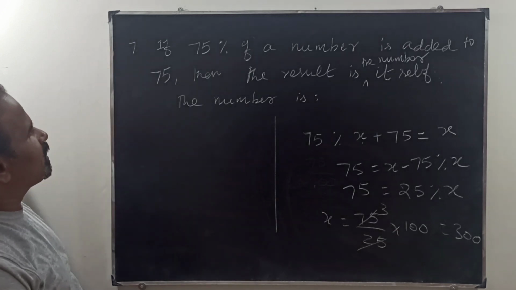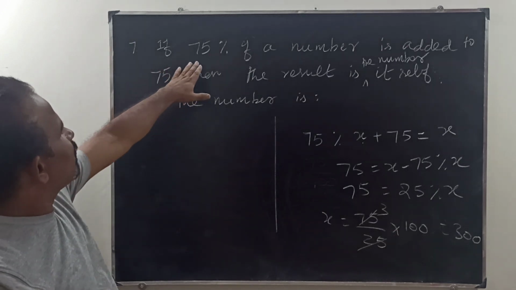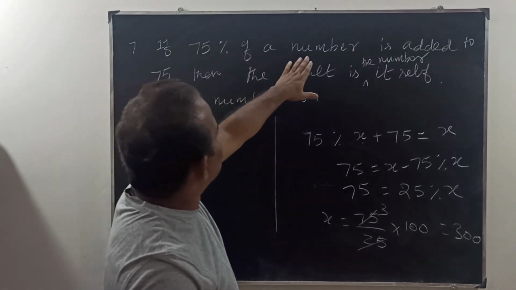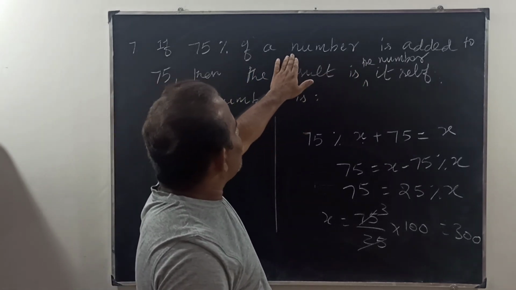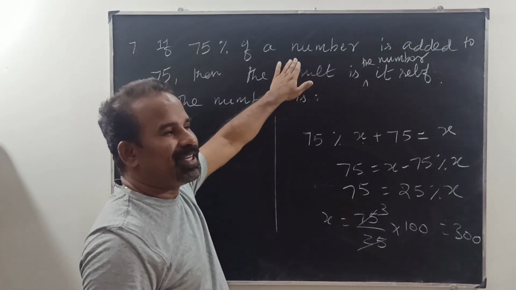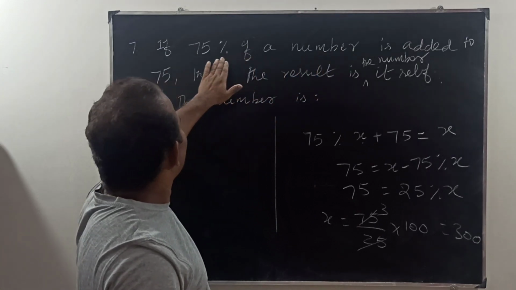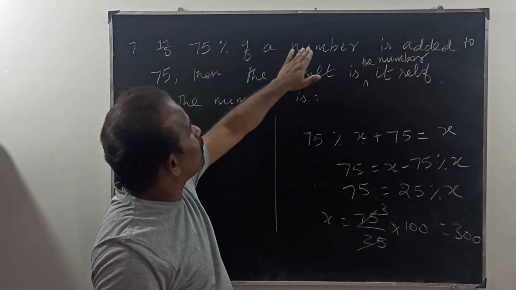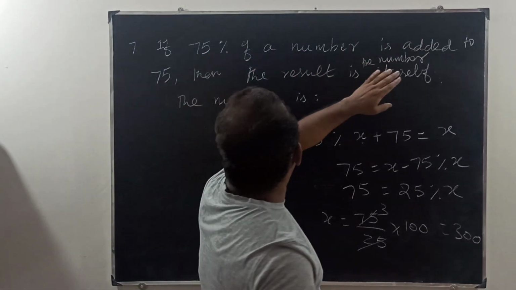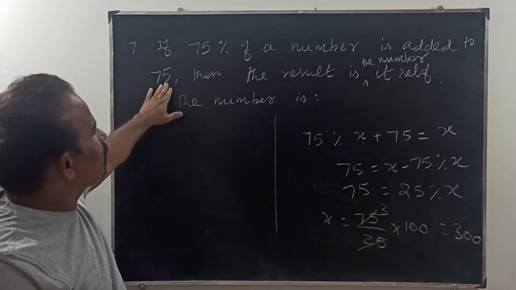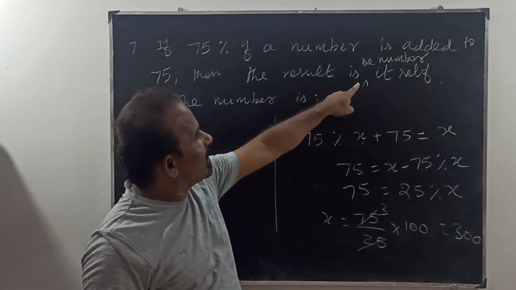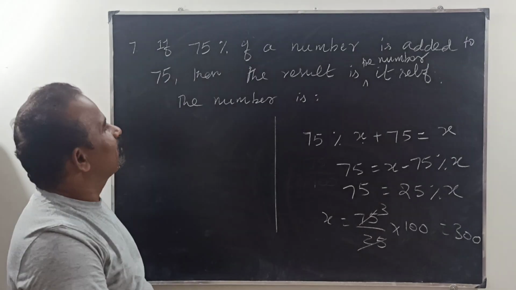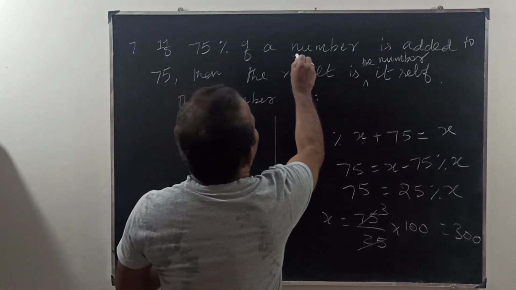Next concept is 75% of a number. Anything is 100%. But 75% of a number is added to 75. Then you will be getting the number itself. Okay. Suppose the number is 100%.